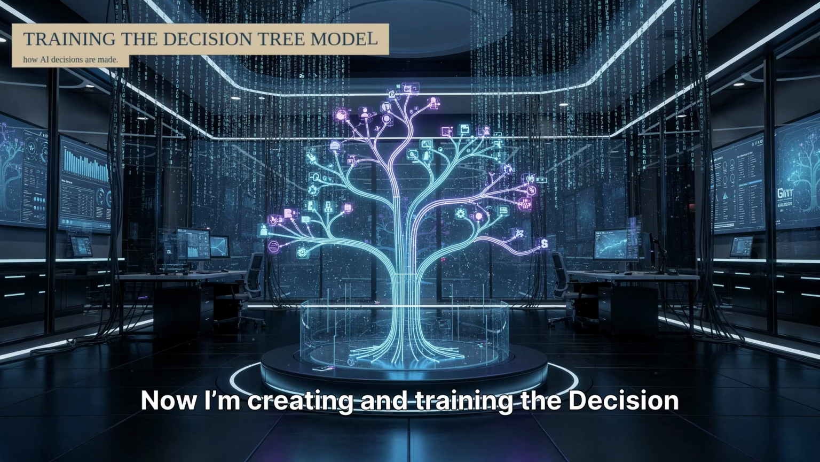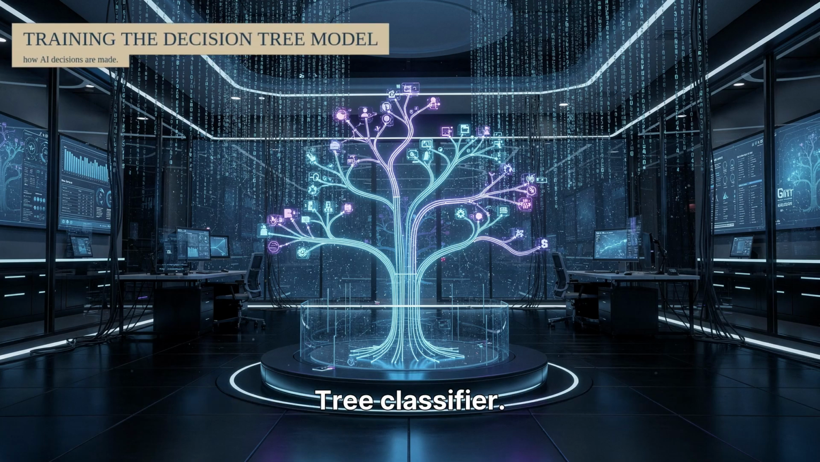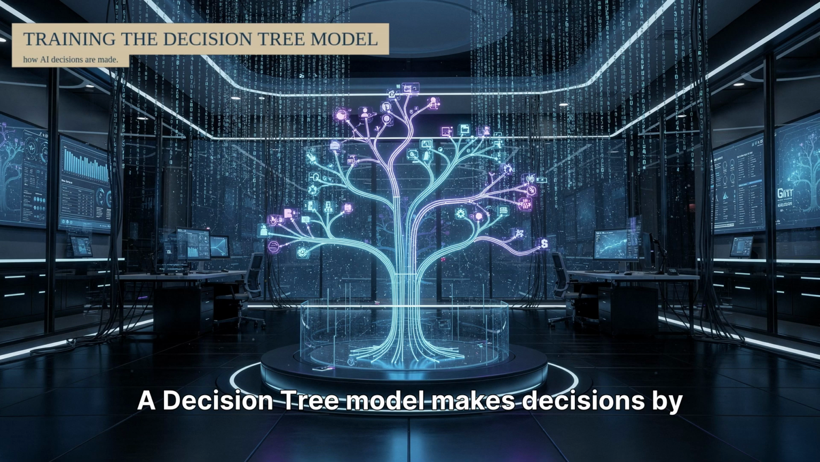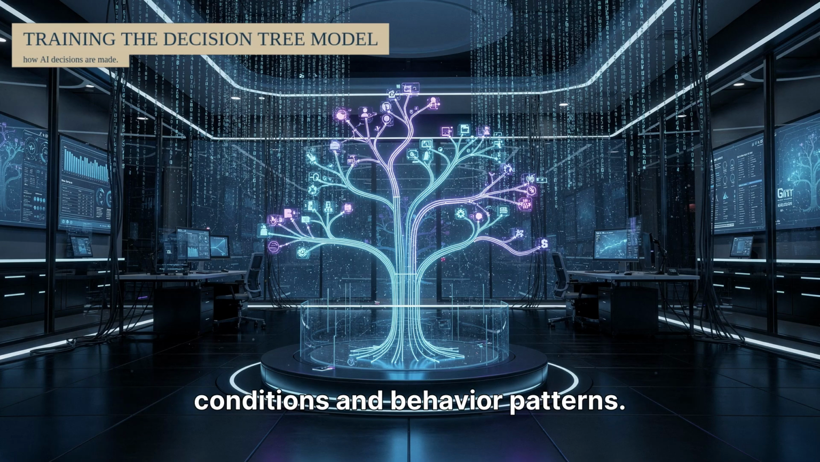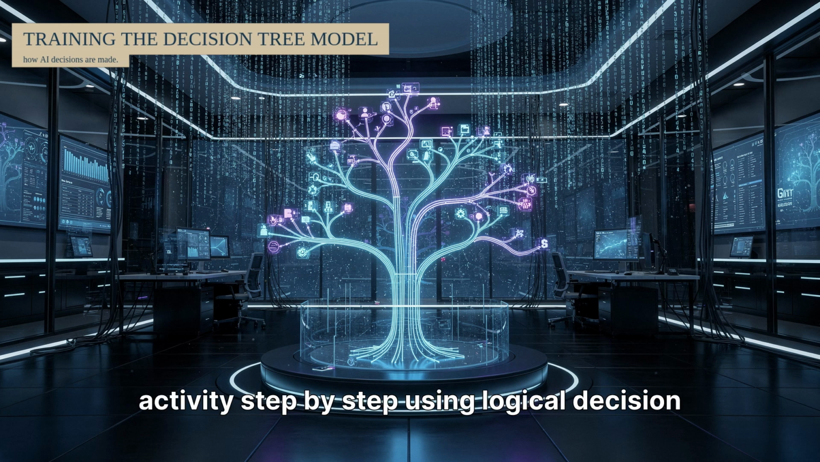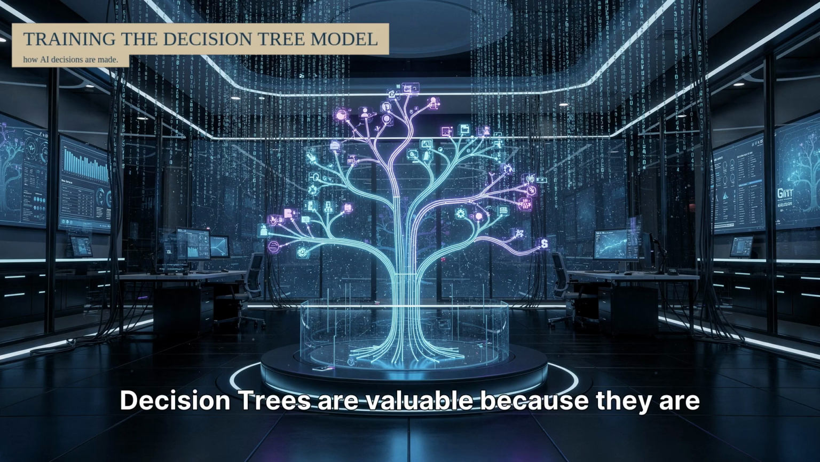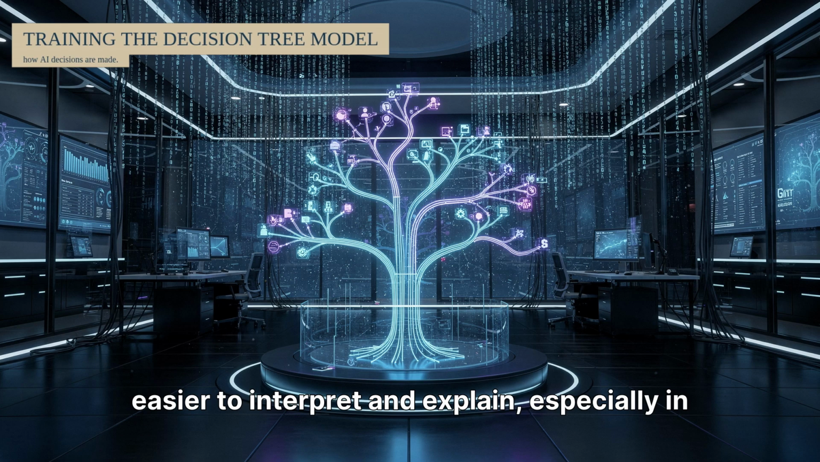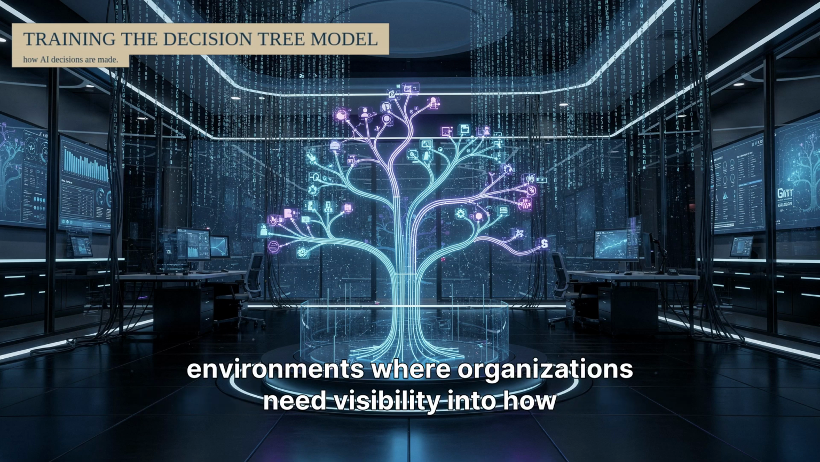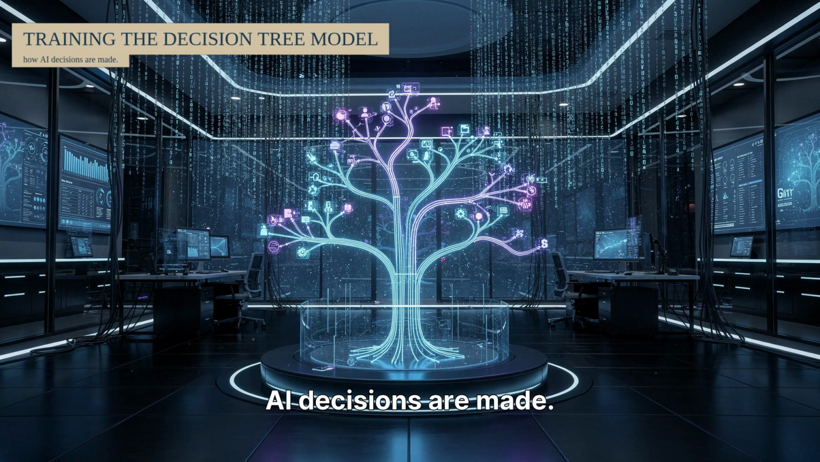Now I'm creating and training the decision tree classifier. A decision tree model makes decisions by splitting data into branches based on specific conditions and behavior patterns. This allows the AI system to classify activity step by step using logical decision paths. Decision trees are valuable because they are easier to interpret and explain, especially in environments where organizations need visibility into how AI decisions are made.